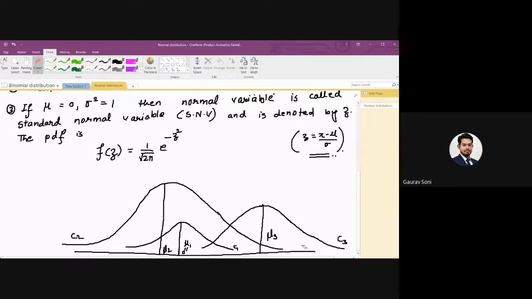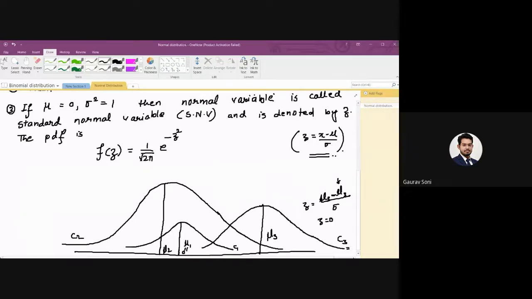So when I subtract, what will happen? If I do this change in curve C3, what will happen? Z is equal to, what is your x? Mu3. Mu3 minus mu divided by sigma. What do you mean by mu? Mu is nothing but the mean for that distribution, right? So this will become 0. So after making the change of variable, z will become 0, yes or no?